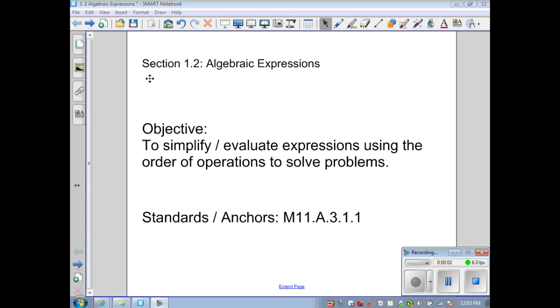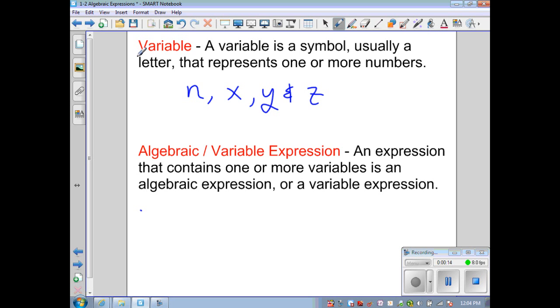Section 1.2 Algebraic Expressions. Objective: to simplify and evaluate expressions using the order of operations to solve problems. A variable is a symbol, usually a letter, that represents one or more numbers. Typically, the letters N, X, Y, and Z are used to represent numbers in our equations and expressions. All letters can be used except for the letter O because that would look too much like a zero.